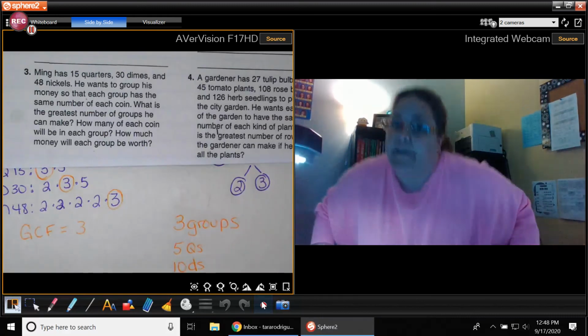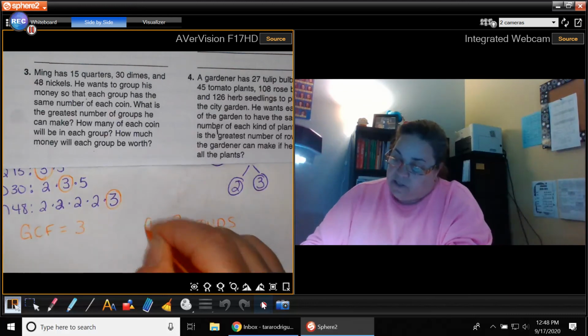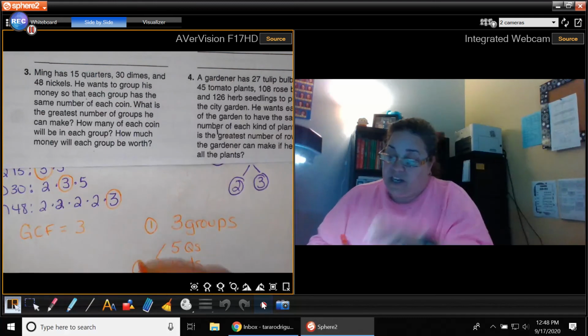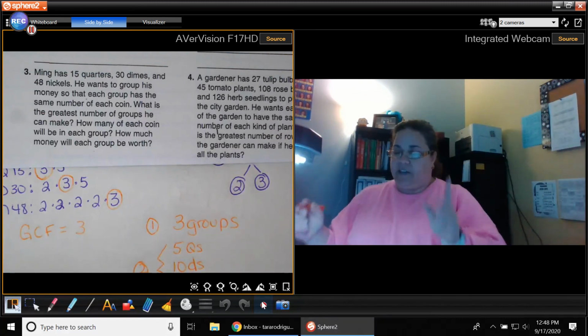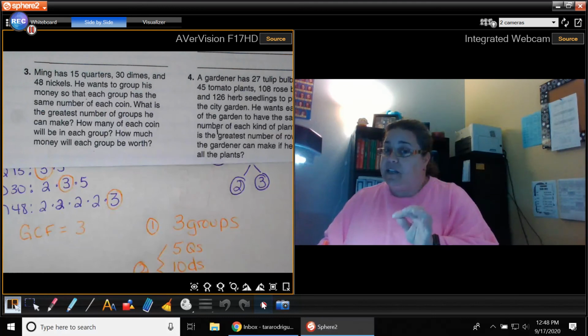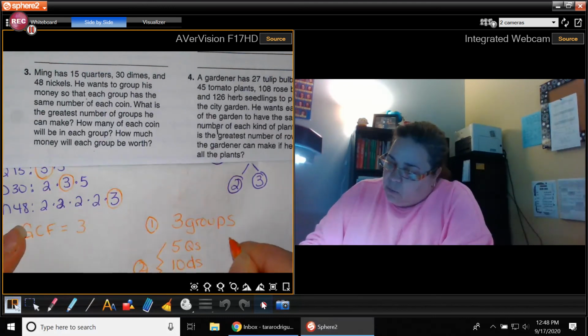Okay, now I need to know my money values. So I've done the first part. That's the first question. This is the second part of the question. And then we've got the third part of the question. The third part is how much money is in each group. Okay, so 5 quarters. Each quarter is worth 25 cents. 5 times 25 is 125. So that's $1.25. Okay.